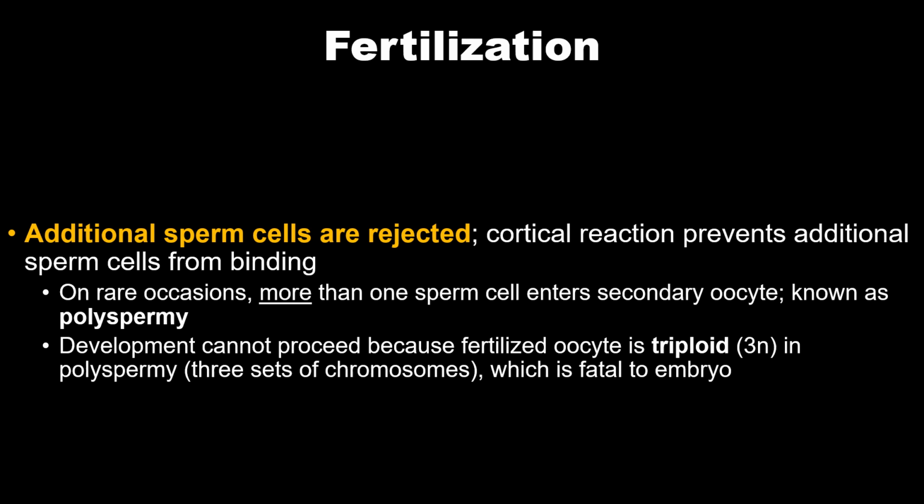On rare occasions, more than one sperm cell can enter the secondary oocyte. This is called polyspermy, and in this case, development does not proceed because the fertilized oocyte is now triploid, and these 3 sets of chromosomes are fatal to the zygote.